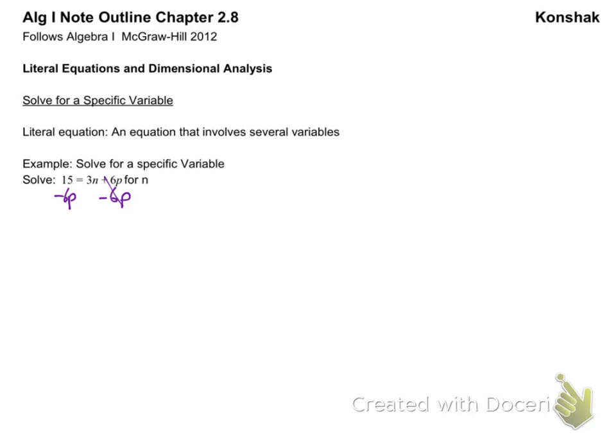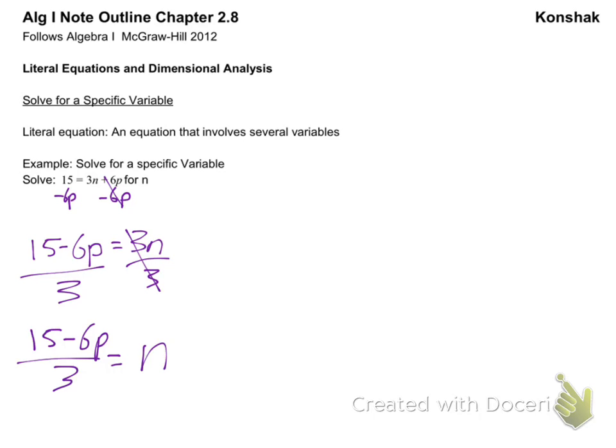Do you guys notice that 15 and 6p are not like terms? So it's 15 minus 6p is equal to 3n. Now we can break the bonds, get n by itself, and you would say what? Chuck? Divide both sides by 3. Is everybody okay with that? This is no different than if I was solving for an x or a y normally. It's just that we have an extra variable in it. So I divide this by 3. Awesome. So I get n equals 15 minus 6p all over 3.